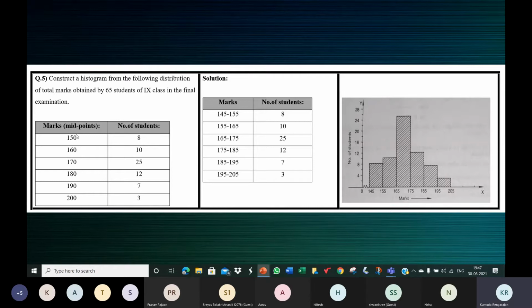So here we are not given the class intervals. Instead, we are given the class marks. So with the help of the class marks, we need to construct the class intervals. Construct meaning prepare the class intervals. Find out the class intervals.